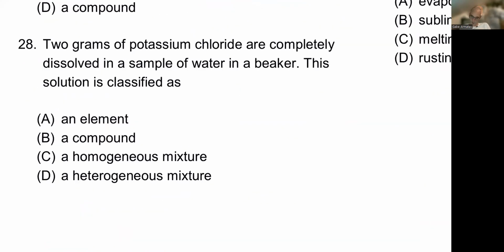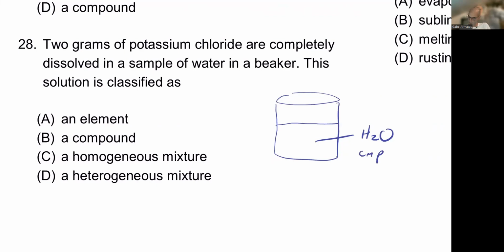All right. 2 grams of potassium chloride are completely dissolved in a sample of water in a beaker. This solution is classified as, okay, so I have a thing of water. Right away in here, I have water. So that in itself is a compound. Then I'm going to add in KCl, which is potassium chloride, also a compound, okay?